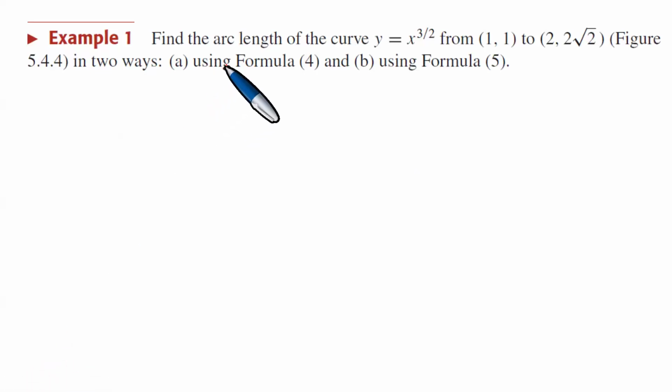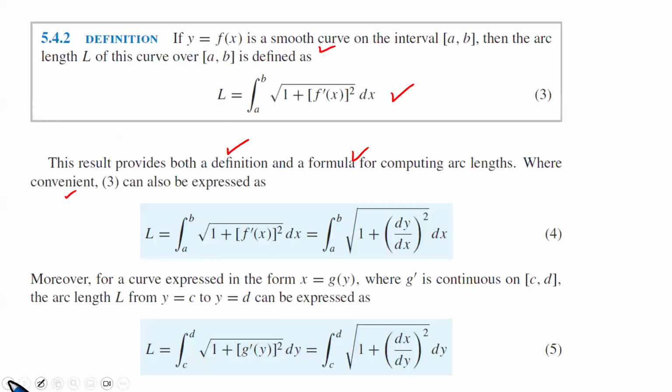We continue as follows. Right, so now we need to find the arc length of the curve defined from the point 1, 1 to the point 2, square root of 2, Figure 5.4.4, in two ways: (a) using formula 4 and (b) using formula 5. So you're going to use formula 4, but also formula 5.